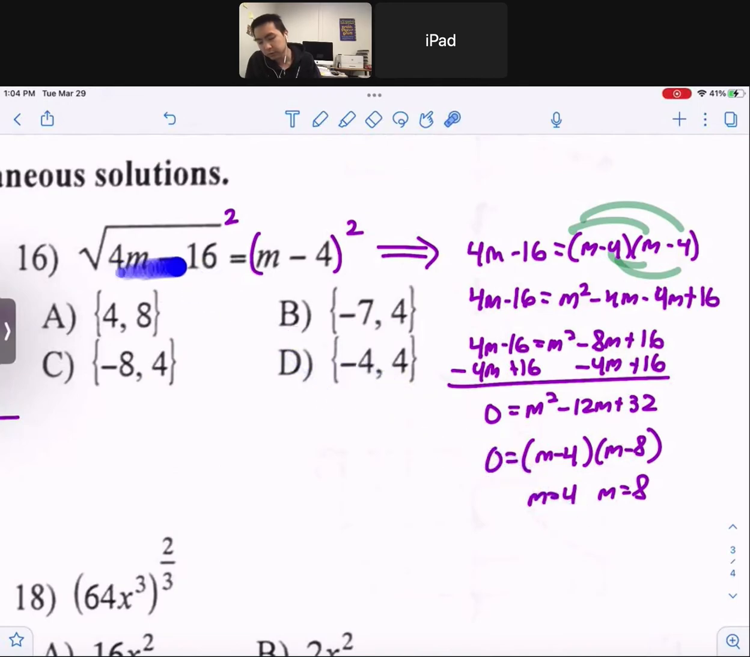So if we plug in 4 into here, well, 4 minus 4 is 0. 4 times 4 is 16. 16 minus 16 is 0. So 0 equals 0. So this answer is perfectly fine. If you plug in 8 into here, well, 8 minus 4 is 4. So this side's 4. 4 times 8 is 32. 32 minus 16 is 16. Square root of 16 is 4. So 4 equals 4. This one also works. So your answer should be A, 4 and 8.